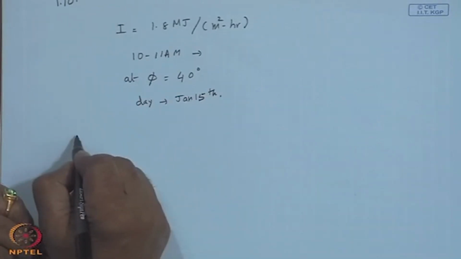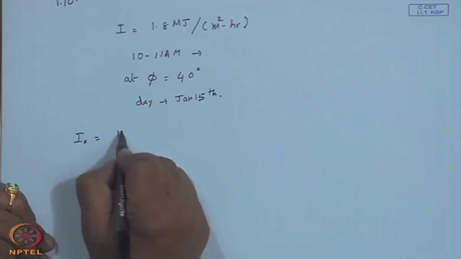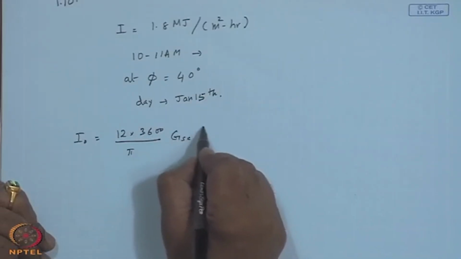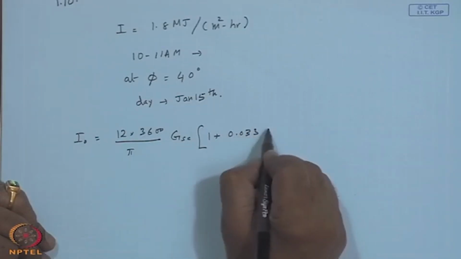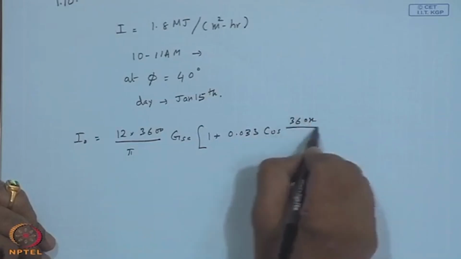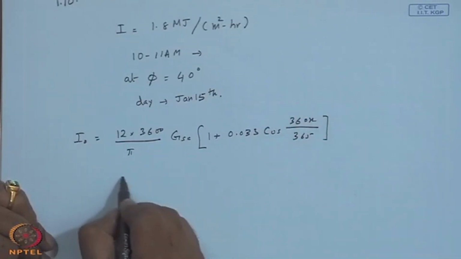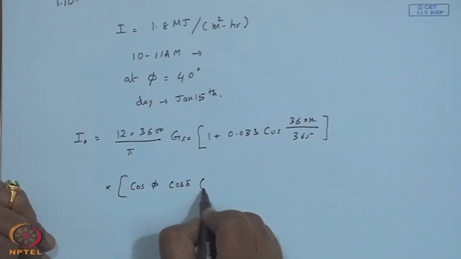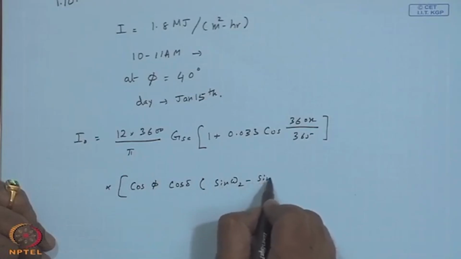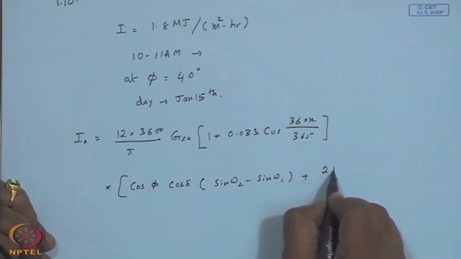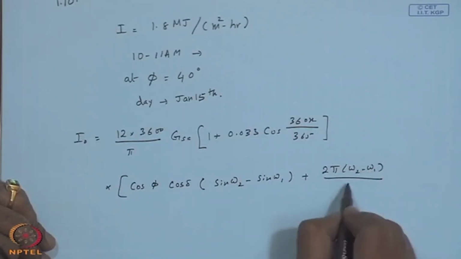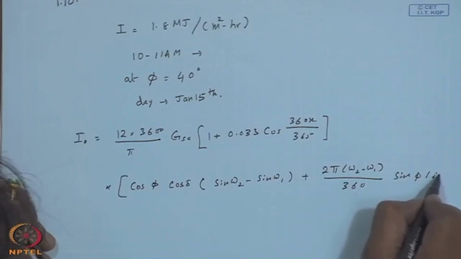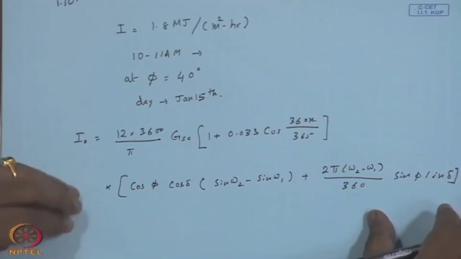So, the formula is, first I should find out I 0, which should be equal to 12 into 3600 by pi times GSC times (1 plus 0.033 cos 360 n by 365) times [cos phi cos delta times (sin omega 2 minus sin omega 1) plus 2 pi (omega 2 minus omega 1) by 360 times sin phi sin delta]. Same formula we have used.